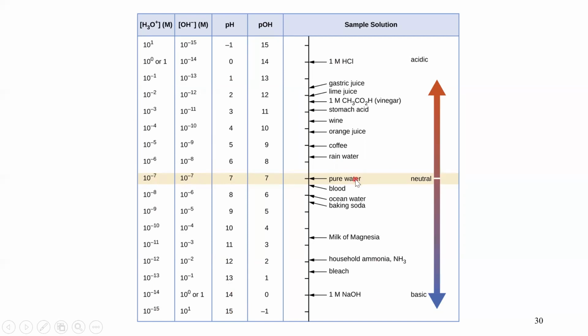So if we look, rainwater is a little bit acidic, stomach acid is more acidic, hydrochloric acid, 1 molar, is even more acidic. On the basic side, blood is just a little bit basic. Ammonia is much more basic, and 1 molar sodium hydroxide is even more basic.